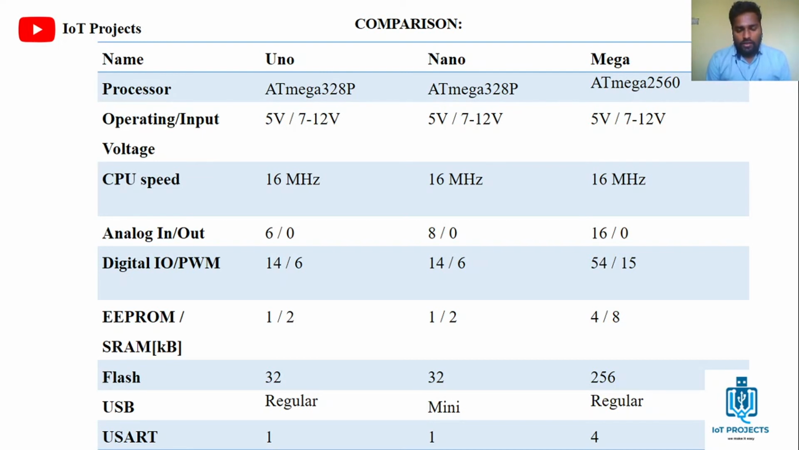If I come to the pricing of Arduino Uno, Nano and Mega, Arduino Uno generally costs around 500-550 rupees. Arduino Nano comes at around 300 rupees, roughly 300-350 rupees. And Arduino Mega is also not that cheap. It's 800 or 850 rupees.